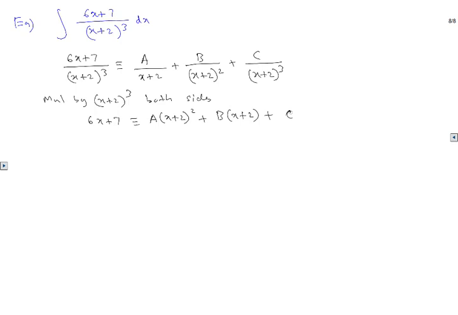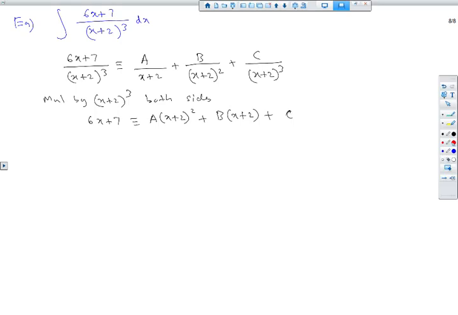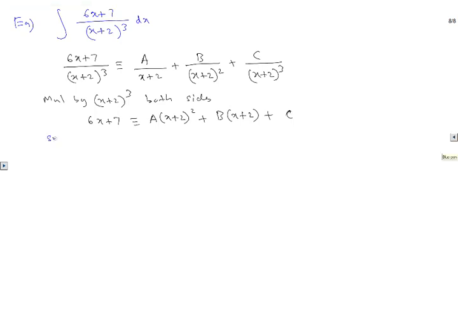Good. So now what we can do, we can start substituting. We can substitute x equal -2. Once you substitute x equal -2, you're going to get -5 equal 0 plus c. This says that c equal -5.